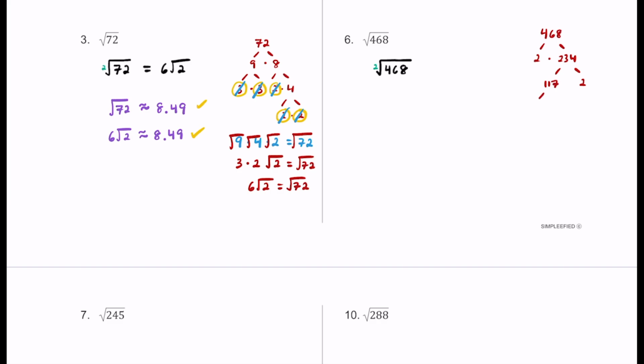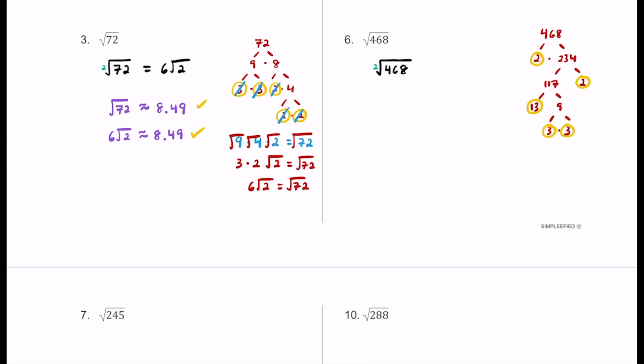117, and if you're wondering what this is divisible by, well, 1 plus 1 plus 7 is 9, so we should be able to divide this by 9, and that means we're going to get 13 times 9, I believe, and then 9 breaks into 3 times 3. All right, so we have some prime numbers here. We have 2 and 2, we have 13, and then we have 3 and 3.